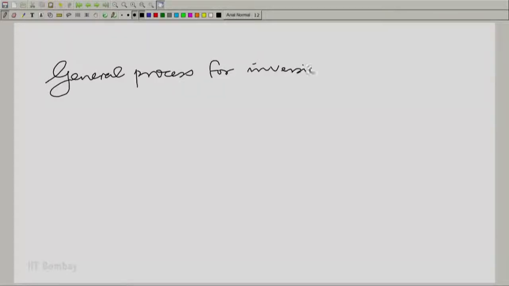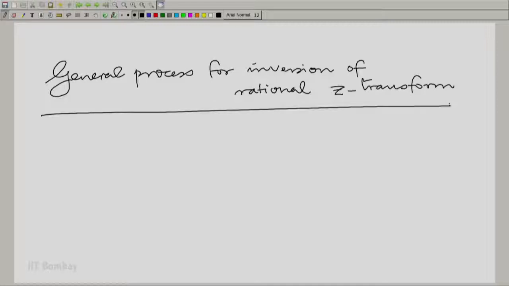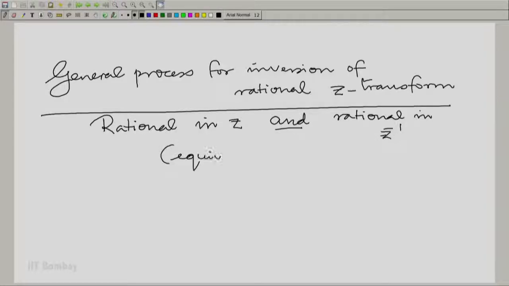But there is actually one thing much simpler here, and that is that it is not so difficult to deal with the numerator being greater in degree than the denominator and so on. So, let us put down first a process for inversion of a Z transform in general. The general process. Now, here you know when you have a rational Z transform, you can either think of it as rational in Z or rational in Z inverse. Both of them are equivalent.